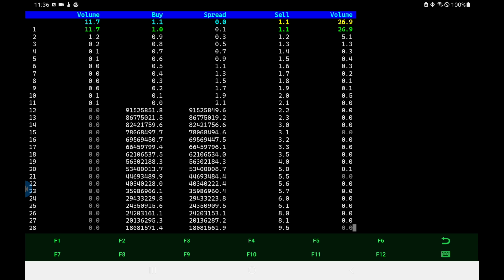But let's go back to precision. Now that we see how the order book itself really shows manipulation, let's find out how to see around that manipulation.